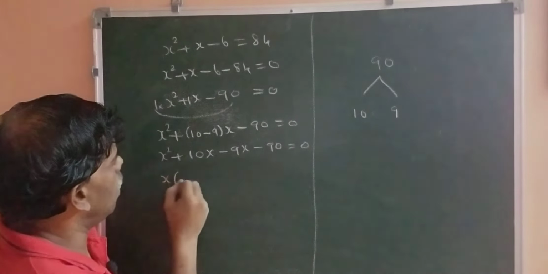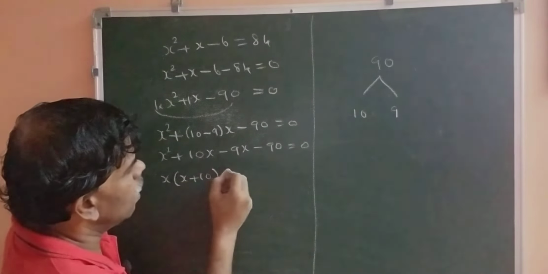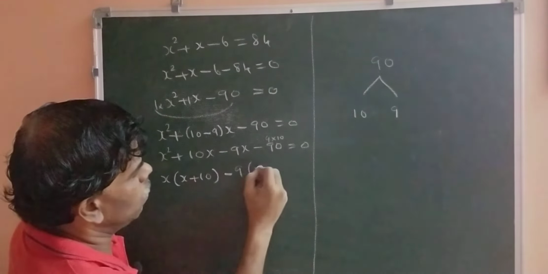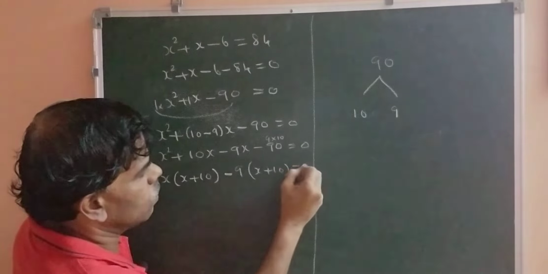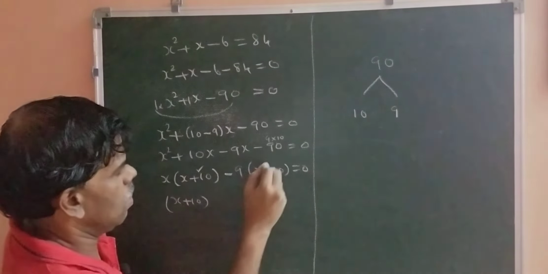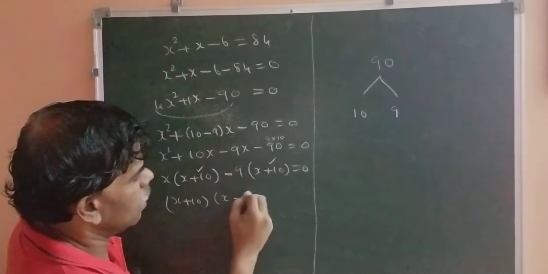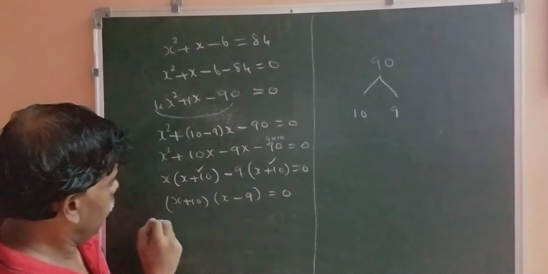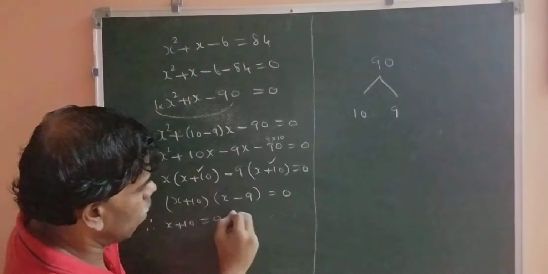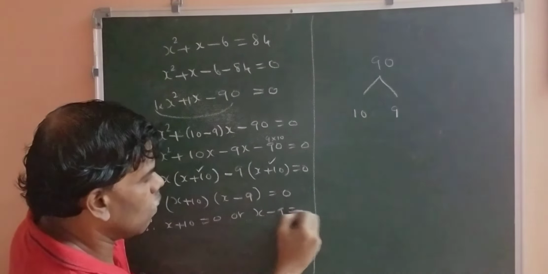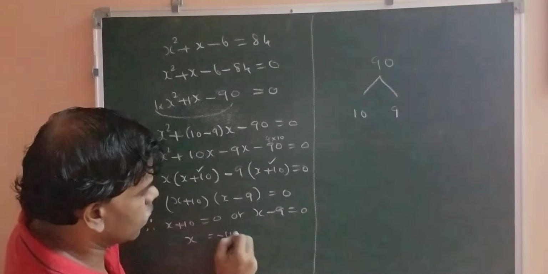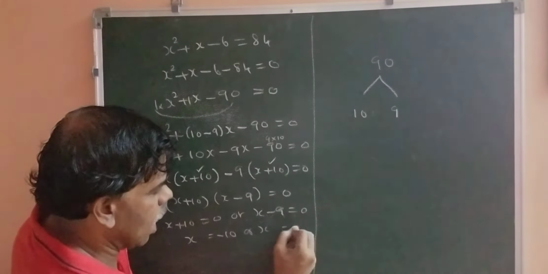So what is common? x plus 10. Here minus, 9 common. So what is common? x plus 10 times x minus 9 is equal to 0. Therefore, x plus 10 equal to 0 or x minus 9 equal to 0. Therefore, x equal to minus 10 or x equal to 9.